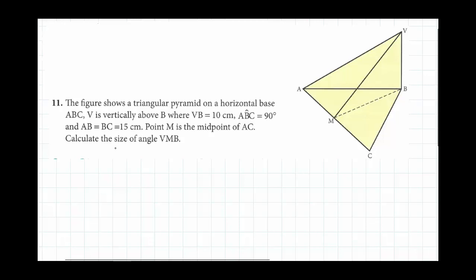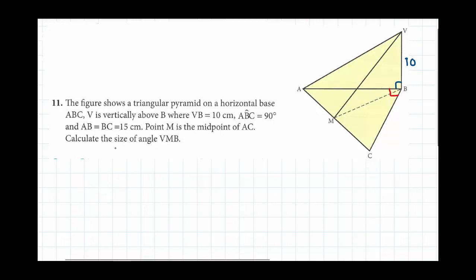It means this angle between VB and AB is 90 degrees because the question says vertically, where VB is 10 centimeters. So this VB is 10 centimeters. ABC means angle B is 90 degrees. This angle B is 90 degrees.